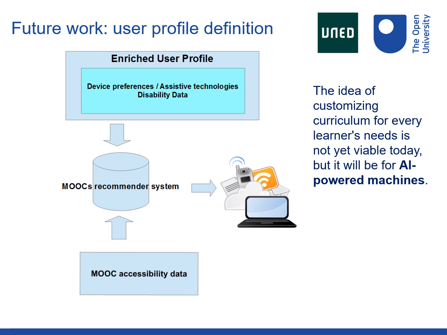So what's the future work we have to do in this project? And I'm going quite quick through this. We already have the UDL part there, but we need an enriched user profile which captures device preference and assistive technologies data and the way we can recommend that. Every learner has different needs, and we have to consider that when using this artificial intelligence approach.